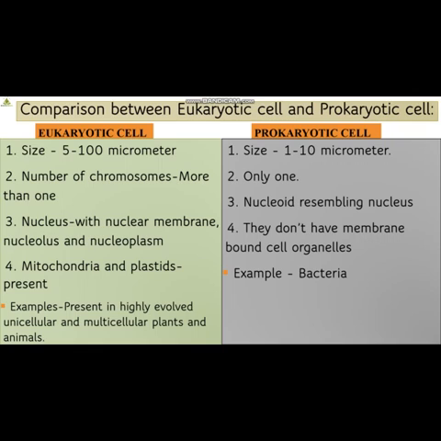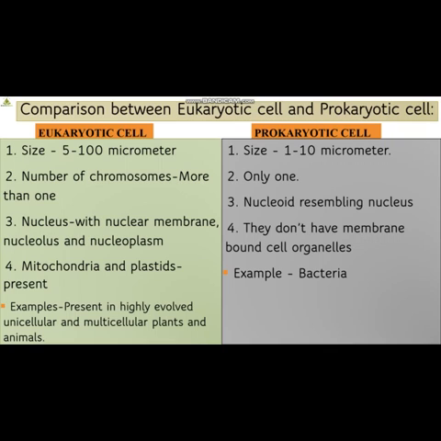Second, we have the number of chromosomes. The number of chromosomes is more than one for a eukaryotic cell. If you can recollect what chromosomes were, remember chromatin condenses at the time of cell division to form chromosomes. While studying the nucleus in detail, we learned about this. So the number of chromosomes is more than one. In a prokaryotic cell, it is only one.